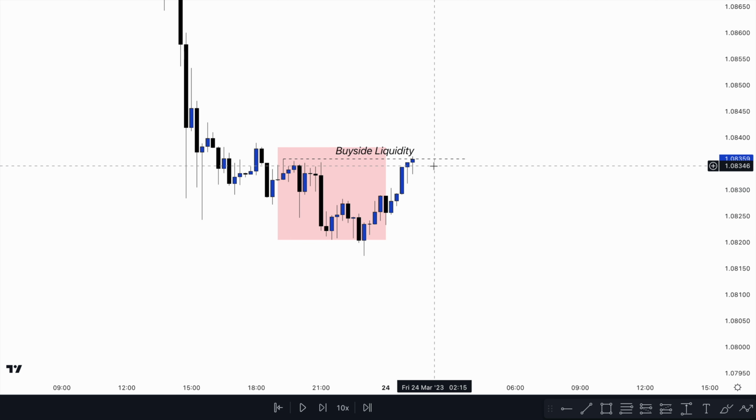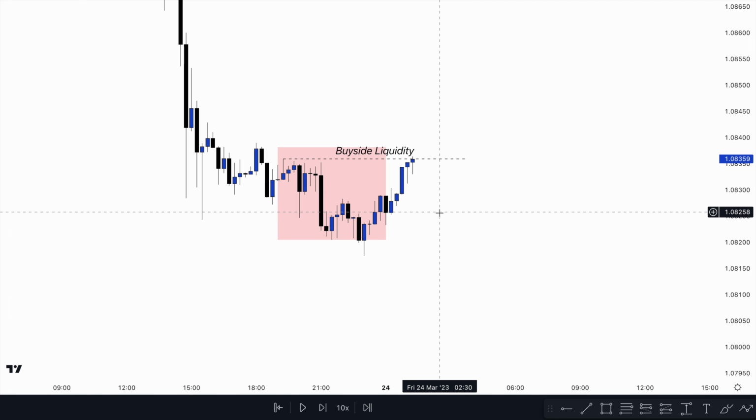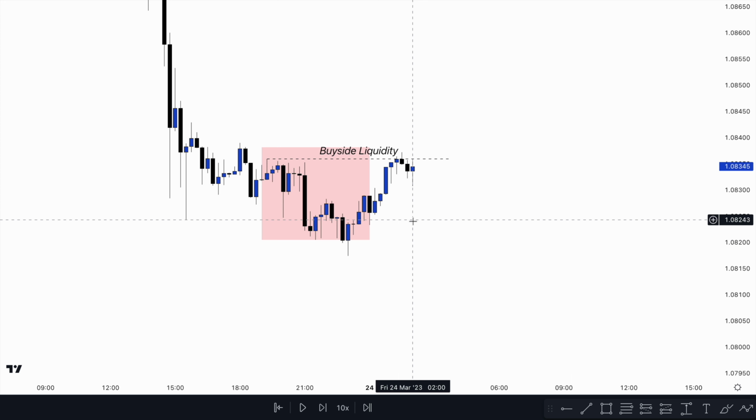I want to see price go above this line, which it does here, but I want to see that around that 2 o'clock time, and then I'll be looking for my entry. In this case, it's already gone above, so I will be looking for my entry, but only at that 2 o'clock time, New York time. Now let's go to 2 o'clock. So as you can see, this is 2 o'clock.